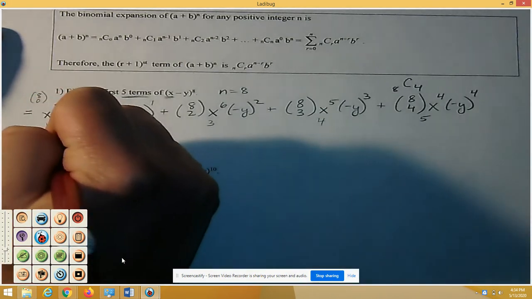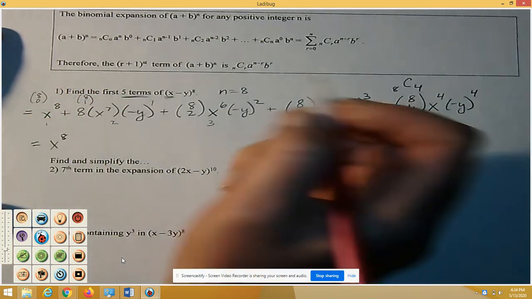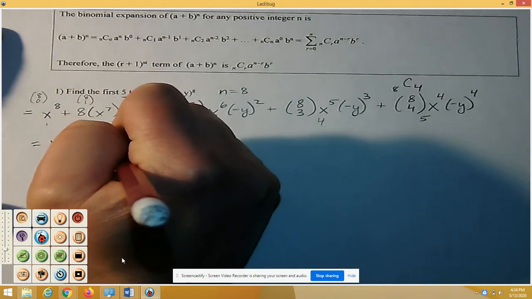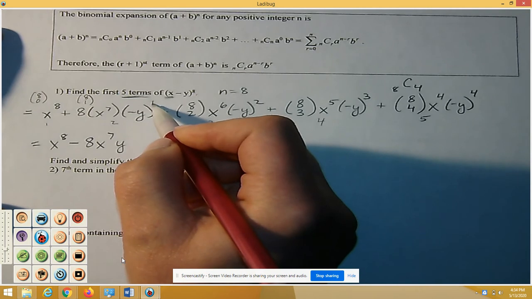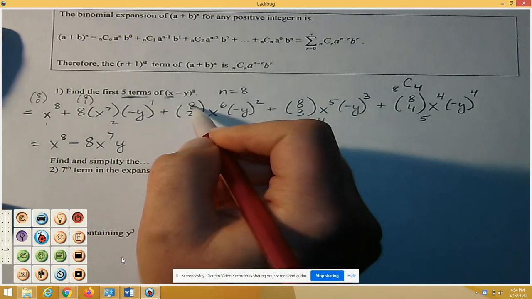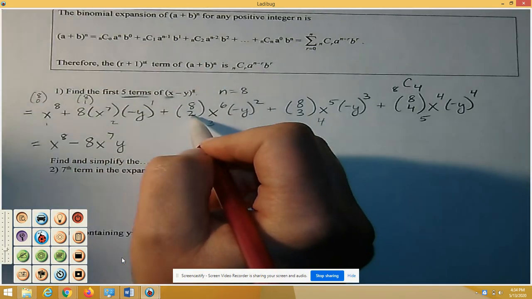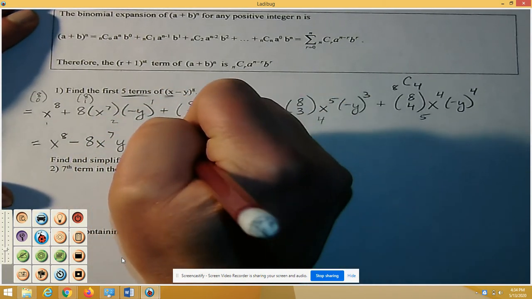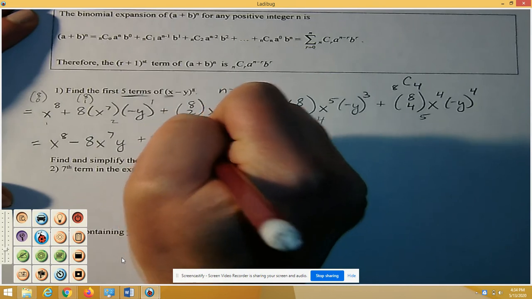So my final answer is going to be x to the 8th minus 8 x to the 7th times y. Since the negative had an odd exponent, I keep the negative. Now 8 choose 2. I have these done out for you, so I'm not going to ask you to grab the calculator. That's going to be 28 x to the 6th y squared.